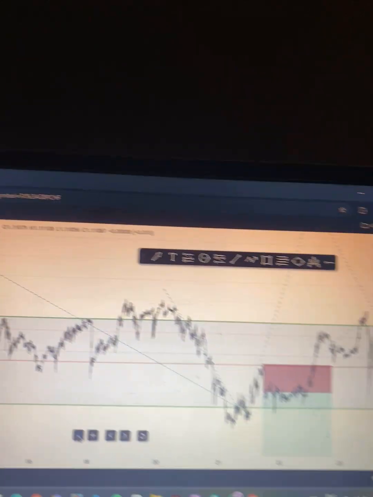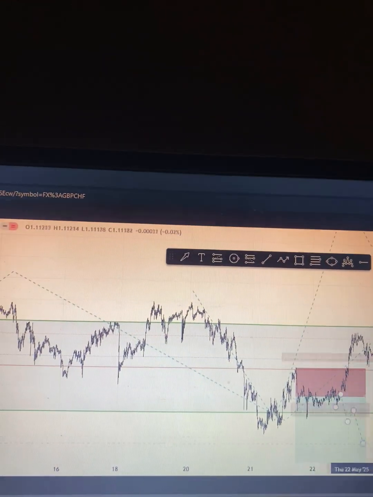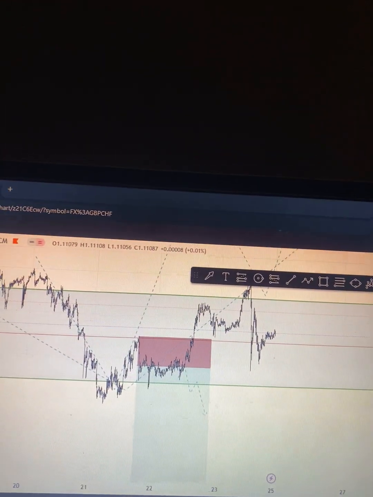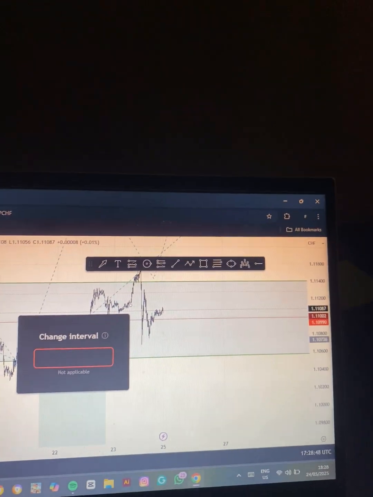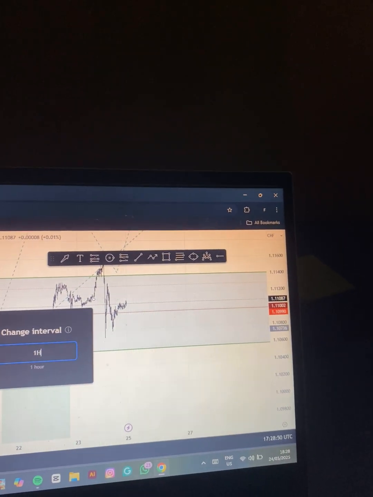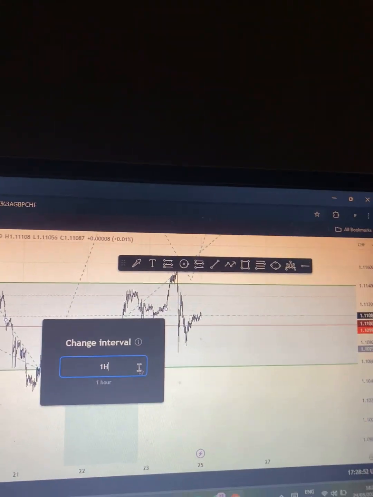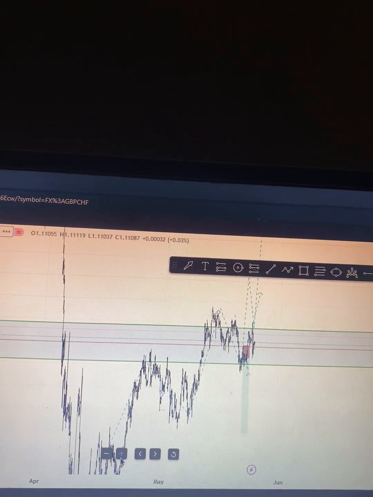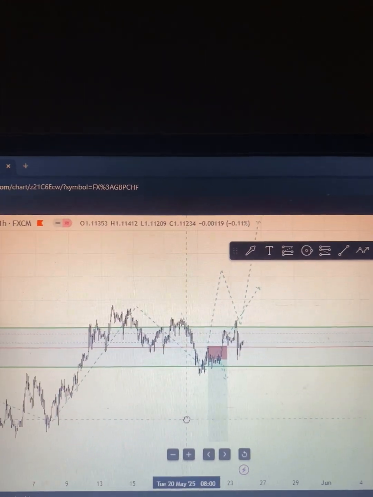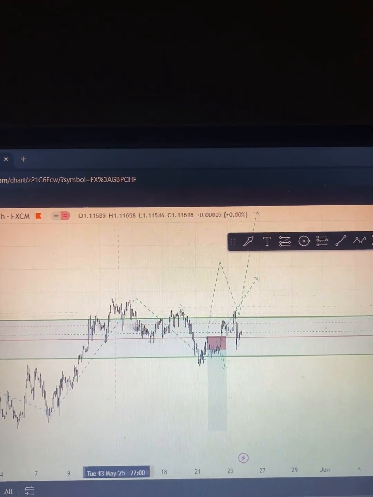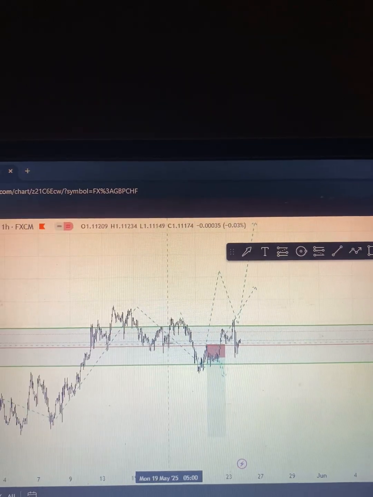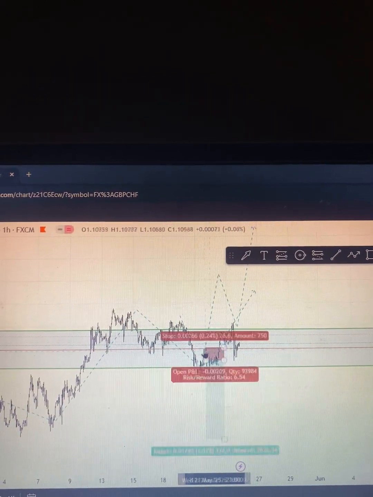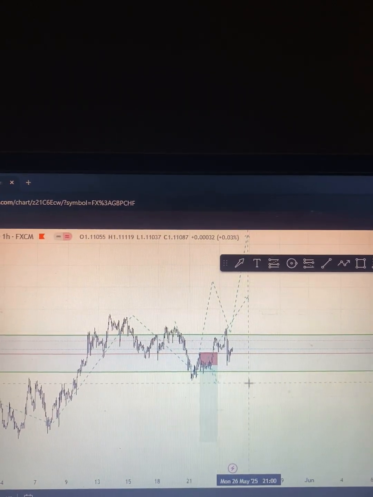Another reason I feel the trade might still be valid is, if you look at it from the 1 hour this time, you can still see the head and shoulders pattern: left shoulder, head, right shoulder, the break of structure here. So we're not thinking of entering here, but guess what price is doing here?